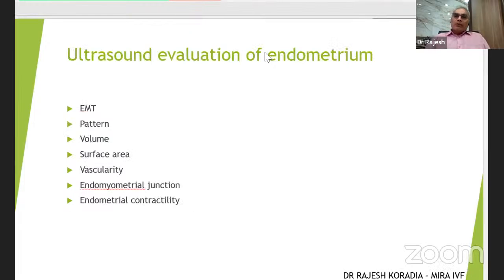Now about the evaluation of the endometrium. Which are the points we take into consideration when we are evaluating the endometrium? One is EMT, that is endometrial thickness. Second, the pattern or echogenicity. Third is volume. Fourth, surface area. Fifth, vascularity. Sixth, looking at the endomyometrial junction. And last but not the least, the endometrial contractility.